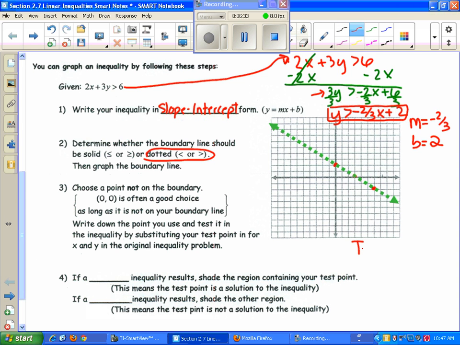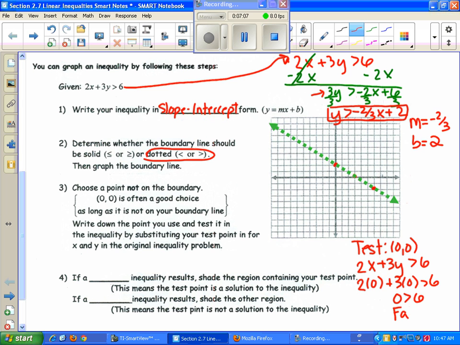So I'm going to test the point 0, 0. And I usually like to test it in the original equation before I changed it to solve for y, because this way if I made any mistakes, at least I can shade the correct region. So plugging 0 in for x and 0 in for y. When I do that, 2 times 0 is 0, and 3 times 0 gives me 0. So is 0 greater than 6?